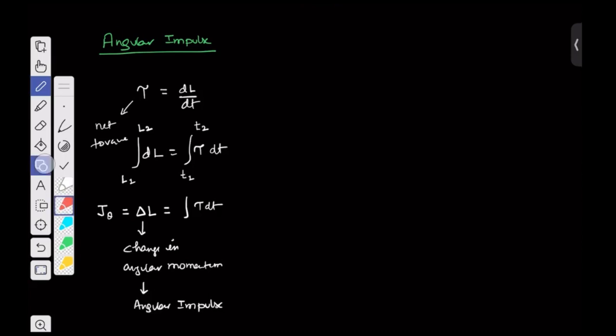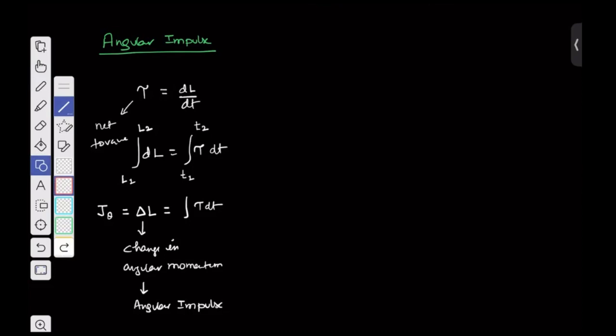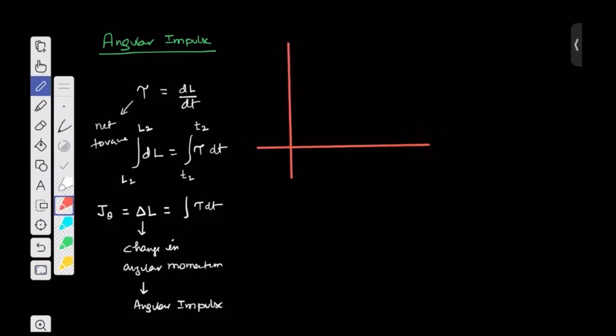So in case you are given a plot between the net torque and time, the area under the plot is going to give you the change in angular momentum. If I give you the net torque versus time plot, the area under the plot is the change in angular momentum, or angular impulse.